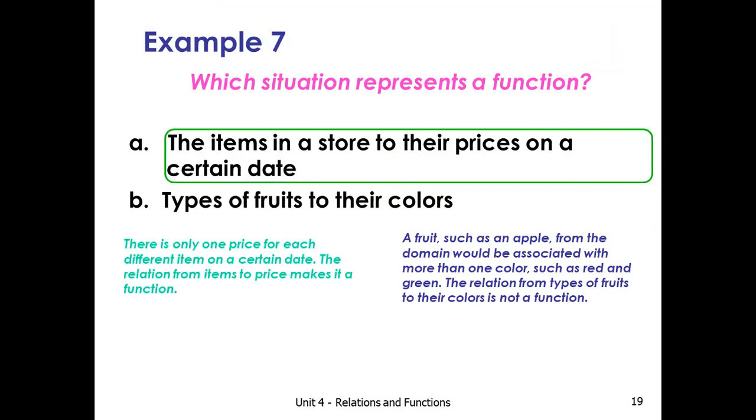The explanation for letter B, which is not a function: a fruit such as an apple from the domain would be associated with more than one color, such as red and green. The relation from types of fruits to their color is not a function.